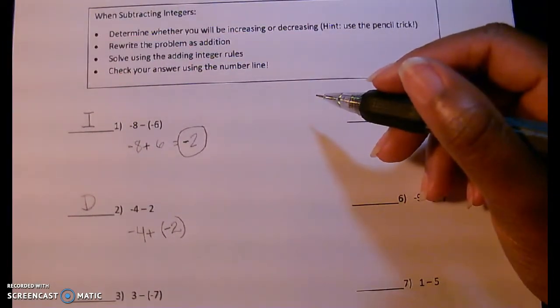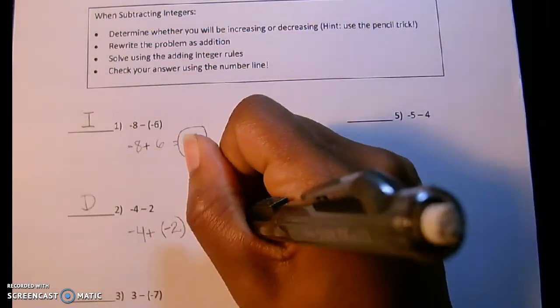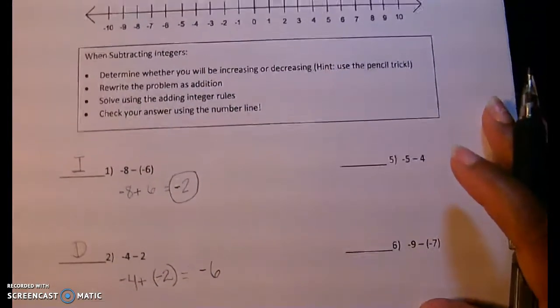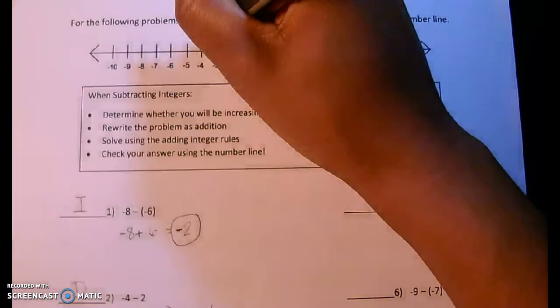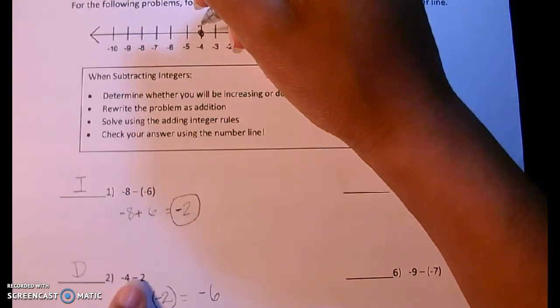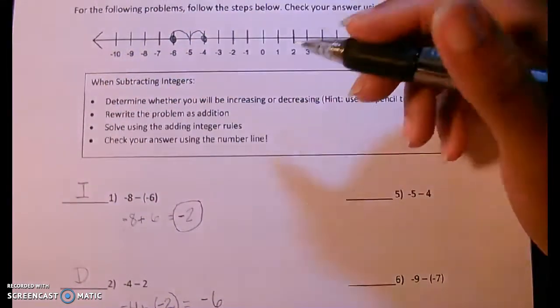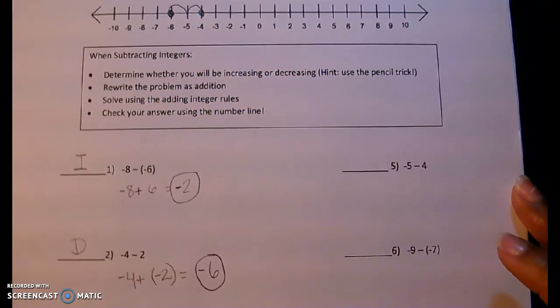Now I can use my integer rules to solve the rest of the problem. Same signs, add and keep. These are the same signs. They're both negative, so I'm going to add them, and I'm going to keep the sign. My answer here is negative 6. Let's test that on our number line. If we have negative 4, which we start with, and we're decreasing 2 times, we should end up at negative 6, which was our answer. Go ahead and try the rest of these problems using this method, and when you're finished, get your work checked by me.